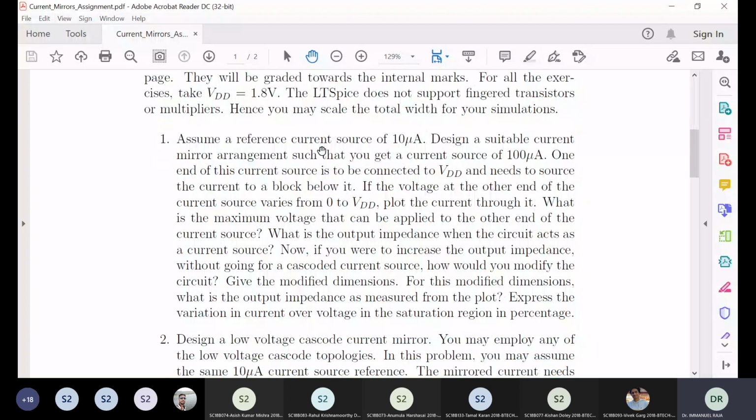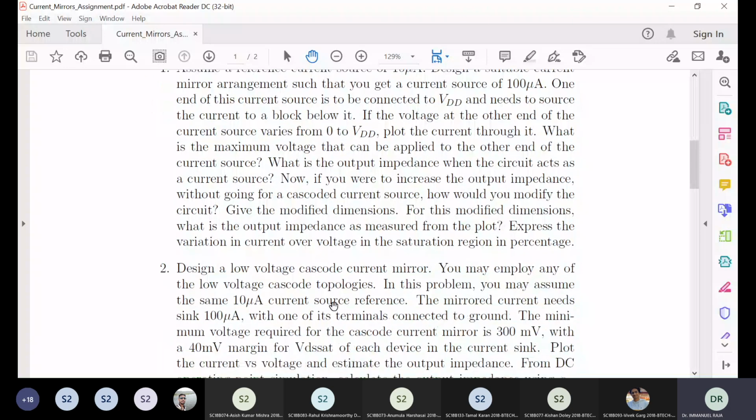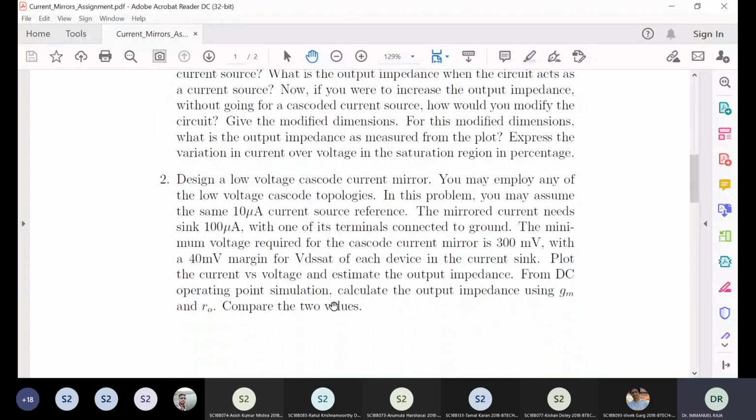The first question is that you have a reference of 10 microamp. You need to generate 100 microamp from this 10 microamp. And this 100 microamp current source, which is mirrored, has one end connected to VDD and the other end connected to a block below it. So basically, you need to have a PMOS transistor pumping the current. All the other things are there, you can go through it.